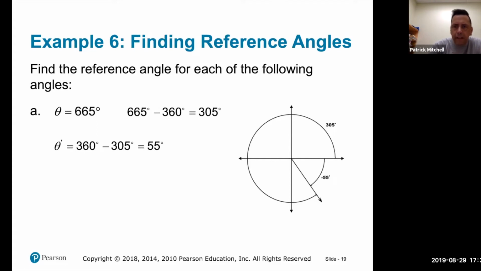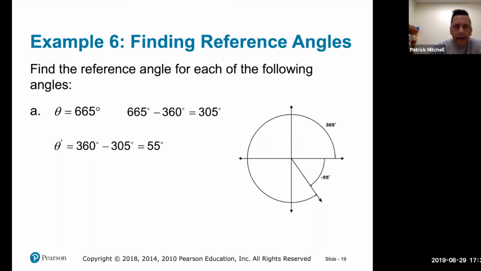I know in the picture it says negative 55 degrees. So the person who made this picture was using it for something else. Remember that reference angles are always positive. So we don't pay any attention to whether they're measured clockwise or counterclockwise. So the reference angle for 665 degrees would be 55 degrees.